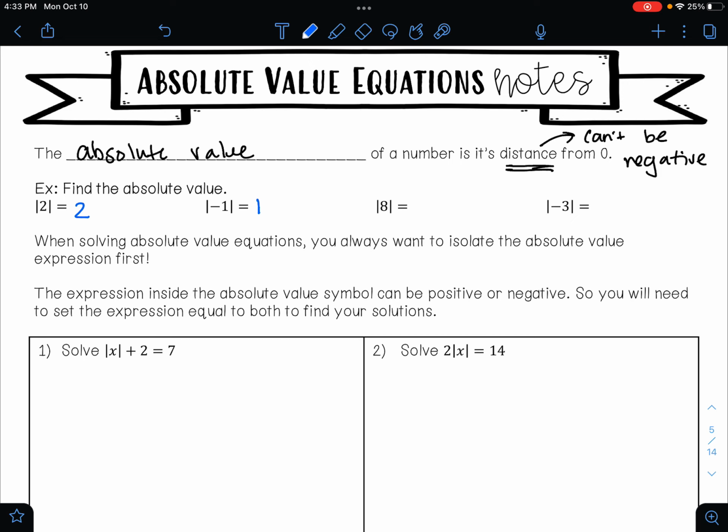What's the absolute value of 8? 8. And what's the absolute value of negative 3? Positive 3. So you're always going to have a positive number because our distance cannot be negative.